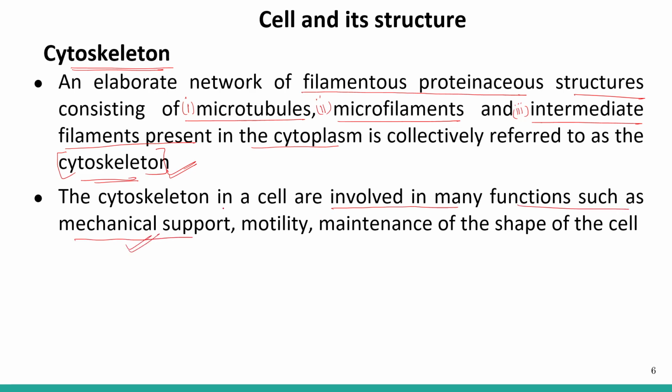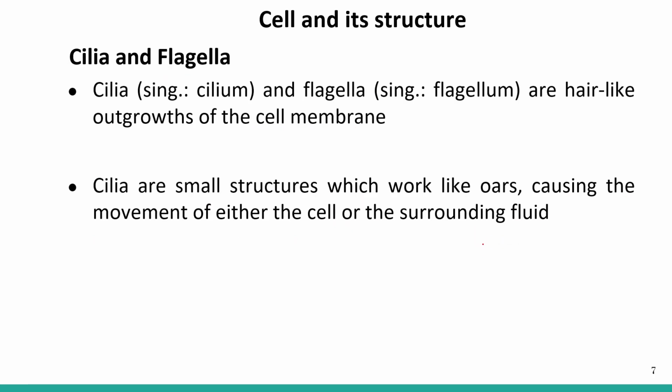The cytoskeleton in a cell is involved in many functions, such as mechanical support. All three types of filamentous structures, the microtubules, microfilaments, and intermediate filaments, are responsible for mechanical support and motility. When the cell is moving from one place to another, these filamentous structures are involved. They are also responsible for maintenance of the shape of the cell. So these cytoskeleton structures are very important.